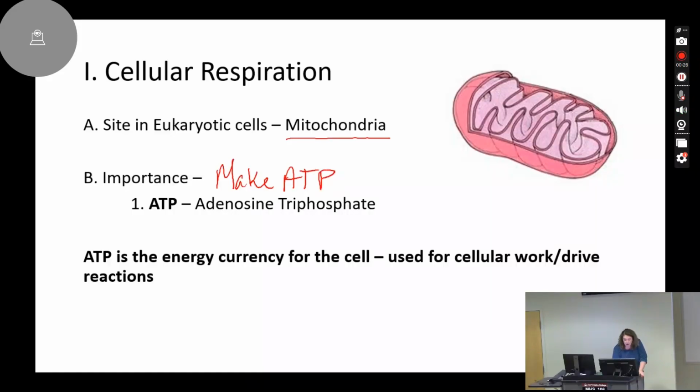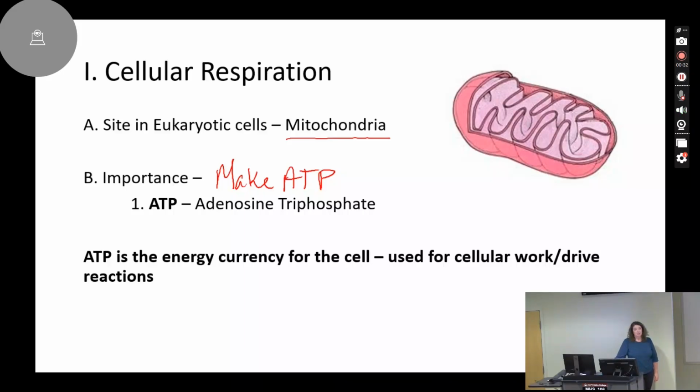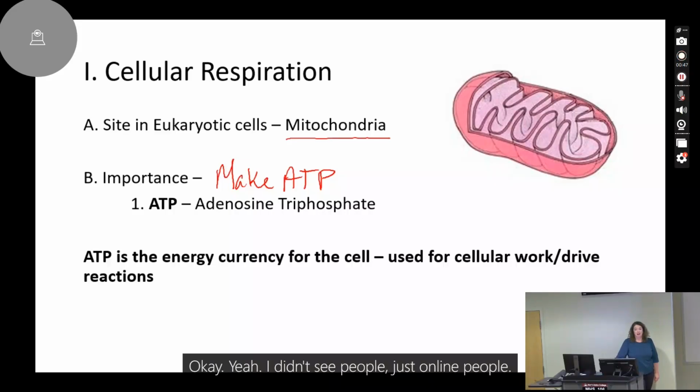ATP. We've talked about ATP before for plants, that ATP is made. Ooh, where is ATP made in photosynthesis? Like, that was so 3 days ago, Stephanie. Between photosystem 1 and photosystem 2. Okay, yeah. I didn't see people, no, just online people. There was nobody shouting that out, just so you know.